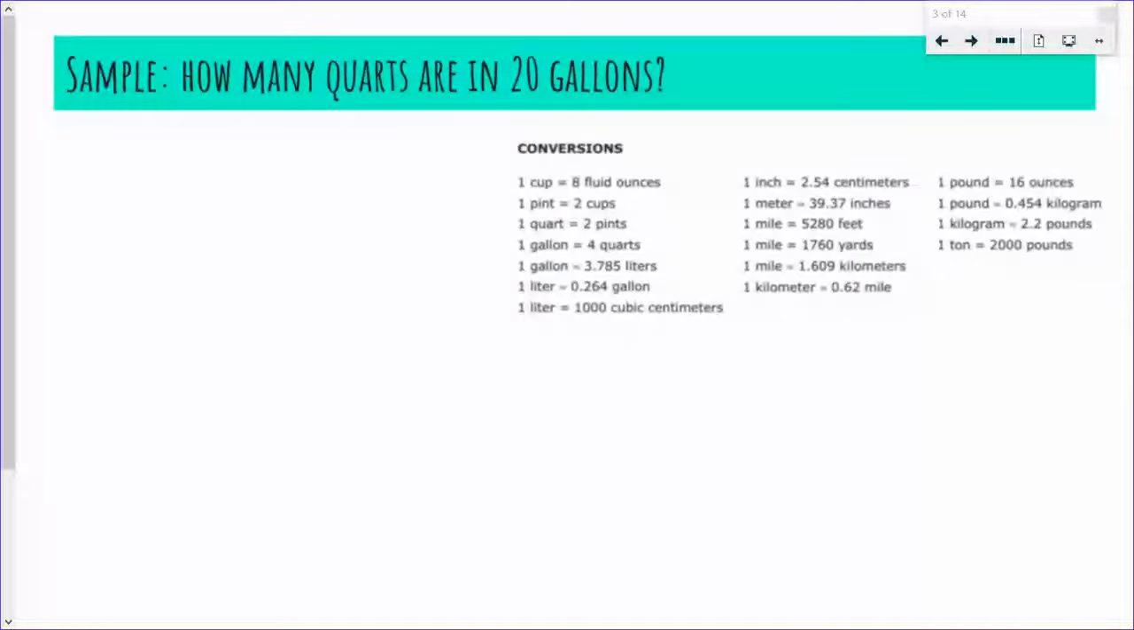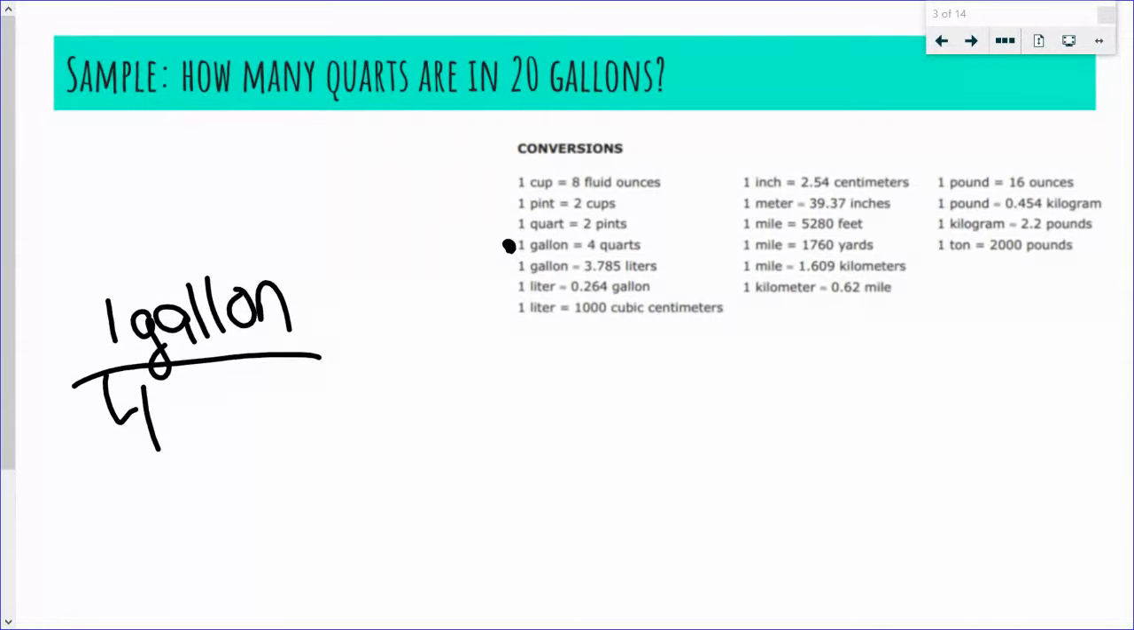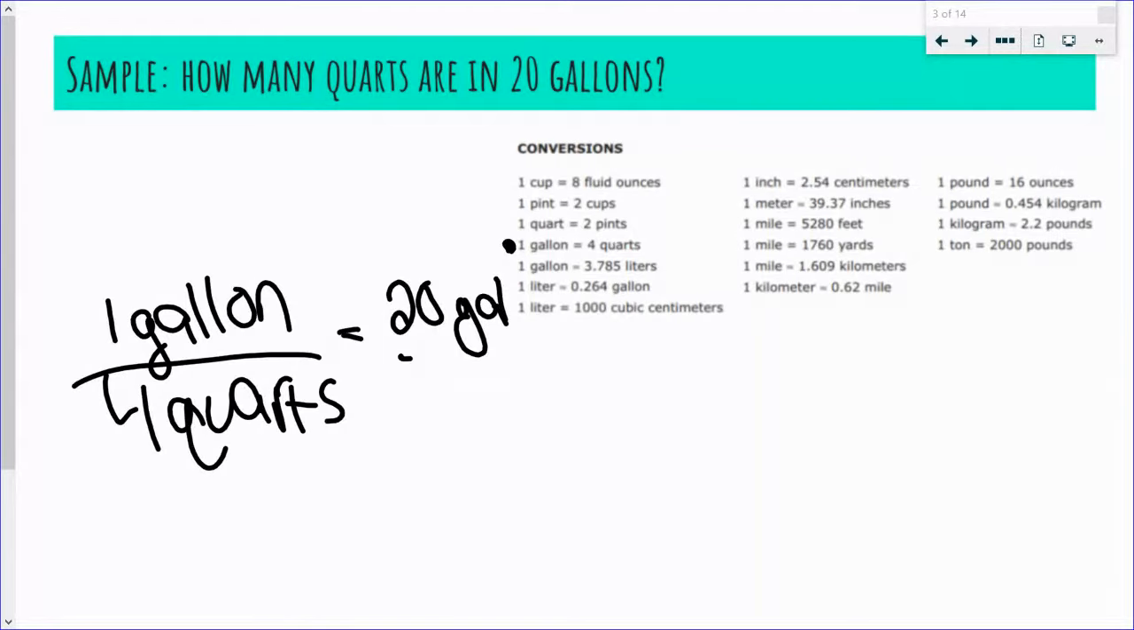So let's think about how many quarts are in 20 gallons. First, I'm going to look at my conversion chart, and I see that 1 gallon is equal to 4 quarts, because as you can see at the top, we're dealing with quarts and gallons. But I don't have 1 gallon, I have 20 gallons. So we want to know how many quarts are in 20 gallons.